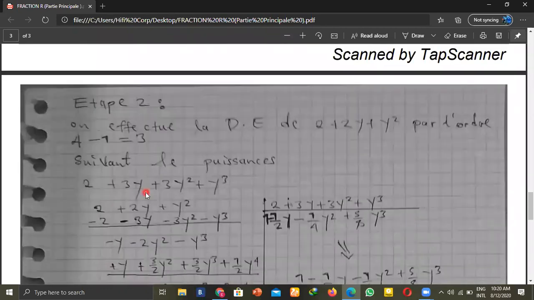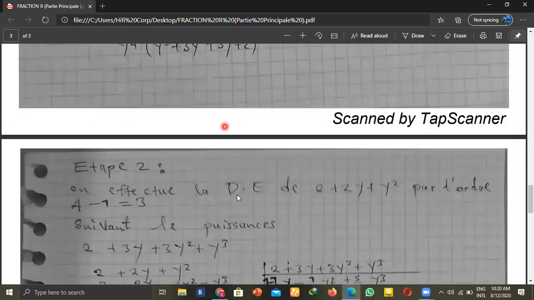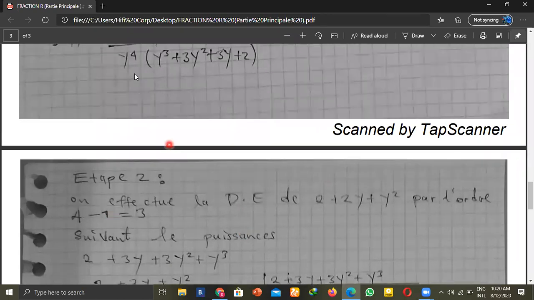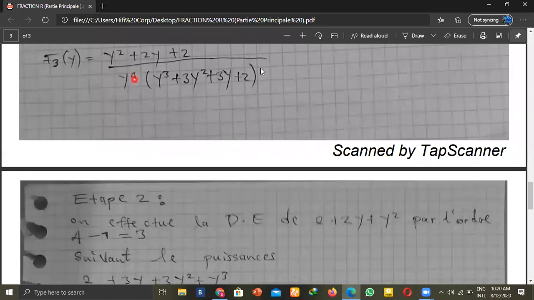So we do our étape 2. On effectue la division euclidienne de R1 par C1 selon l'ordre 4 moins 1. So our order, we get it from this order 4 minus order 1 here. So we subtract them so that we know where we're going to stop. We're decomposing in puissances croissantes. So we've put it in puissances croissantes. We're going to start with this. It will be increasing like this, even here, it will be increasing like this. So we're going to divide this into this as it will be increasing like this.